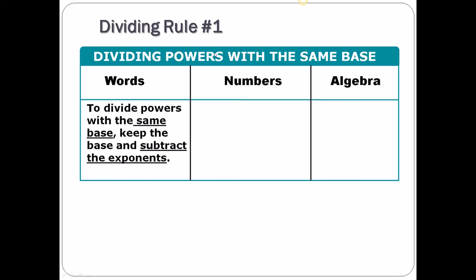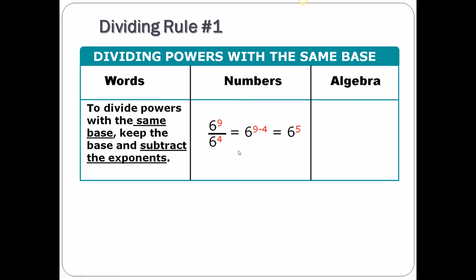Dividing rule number 1. Let's read it. To divide powers with the same base, keep the base and subtract the exponents. All right. So let's see what that looks like. If I have the problem 6 to the 9th divided by 6 to the 4th, notice the base is the same. They're both 6's. It says to subtract. So that's 9 take away 4. That's numerator take away denominator. 9 take away 4 is 5.